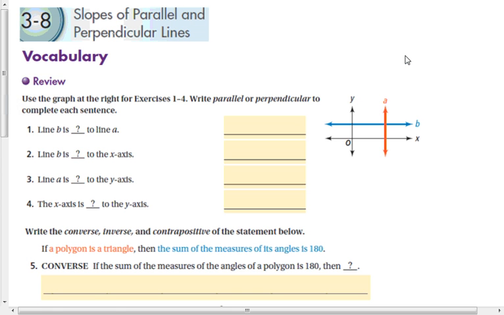Hey students, this is lesson 3A. In this lesson we are going to learn how to relate slope to parallel and perpendicular lines. Go ahead and do the review. I'll check back with you.